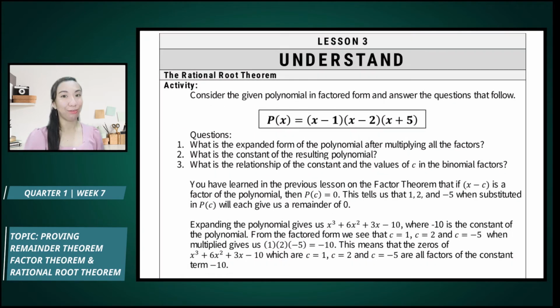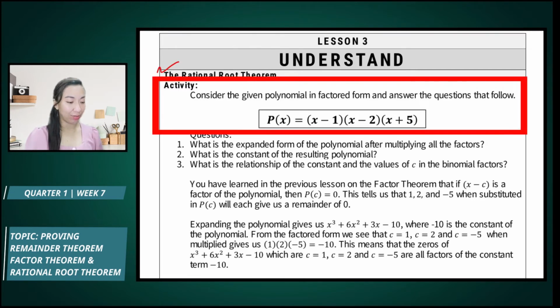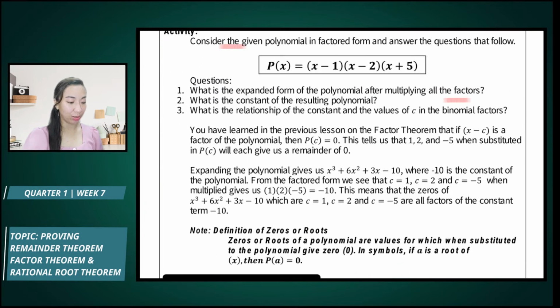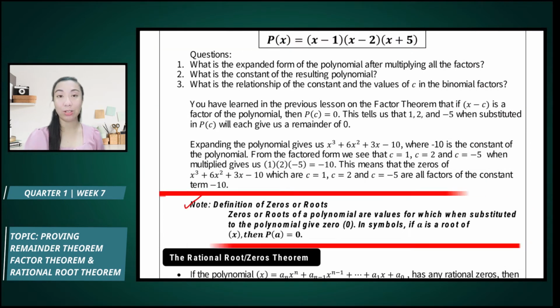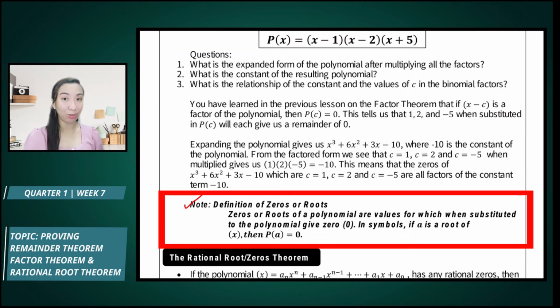Okay? And finally, we will now discuss lesson number 3, which is all about the rational root or zeros theorem. Okay? So, you're going to answer the activity given below, and also you have to answer the questions. So, you have to take note of the definition of zeros or roots. Zeros or roots of a polynomial are values for which, when substituted to the polynomial, gives 0. In symbol, if a is a root of p of x, then p of a is equal to 0.